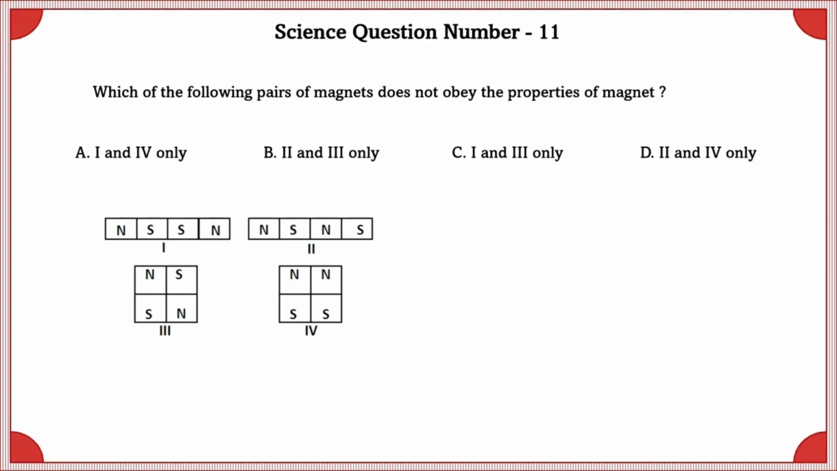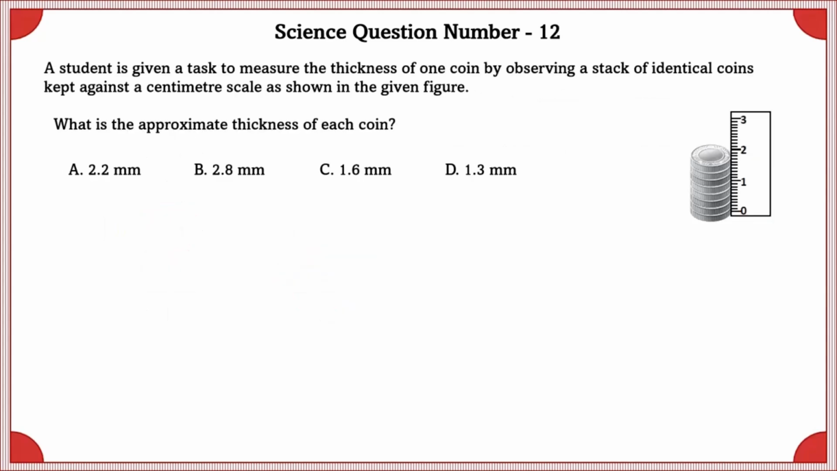Science question number 11. Which of the following pairs of magnets does not obey the properties of a magnet? A property of a magnet is that it attracts to opposite sides of the pole. But here in the first and fourth option, we can see that same poles are attracting each other, which is wrong.